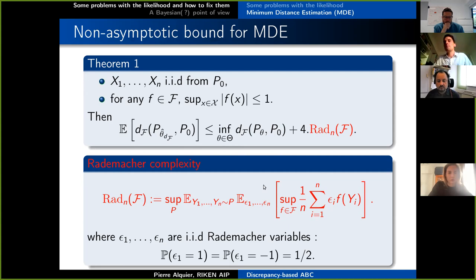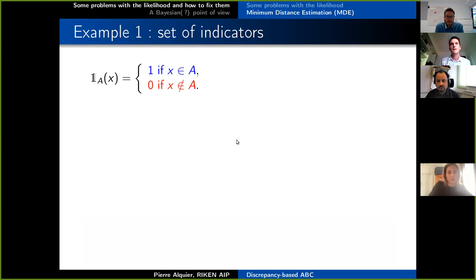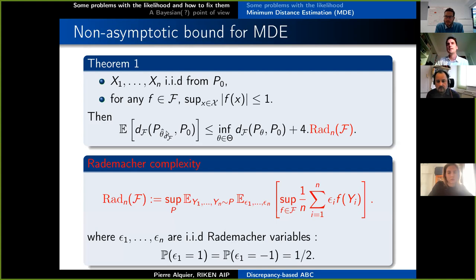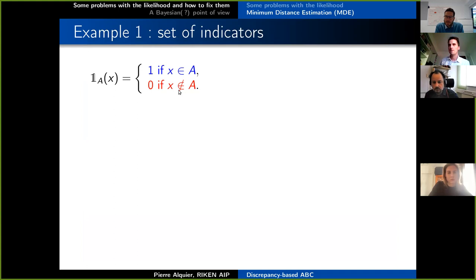So it leads to the intuition that for some family F, we should have a consistent estimator. And for some family F, we should not have a consistent estimator. And it's actually the case. So I will provide an example immediately, two examples actually, based on the indicators. So the family F that I will use to define the metrics will simply be 0, 1 functions, okay? So I use this notation, 1_A of x, for 1 if x is in A and 0 otherwise.